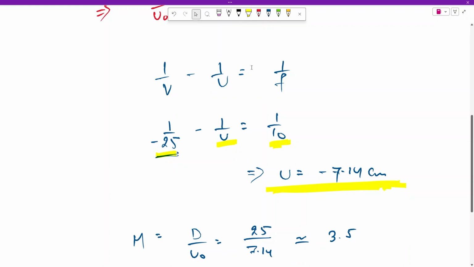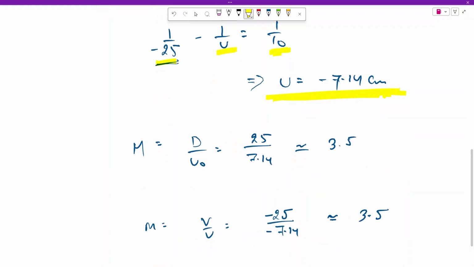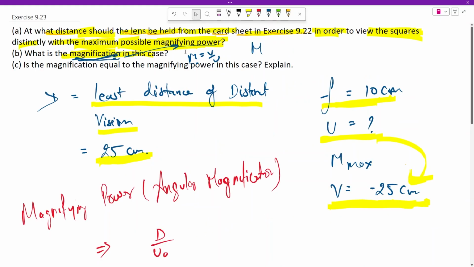Now we know that angular magnification is given by d divided by u naught, or the distance of the object from the lens. It comes out to be a value of 3.5, and this is the magnification. This can be given by v divided by u, and this is the same as the angular magnification. Here we have found the value of linear magnification, and we saw that the magnification is equal to the magnifying power in this case. So the answer of this question is yes.